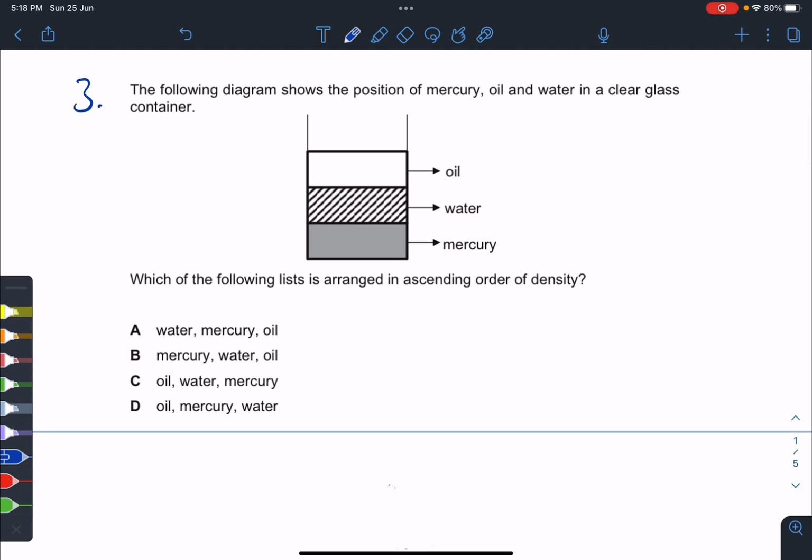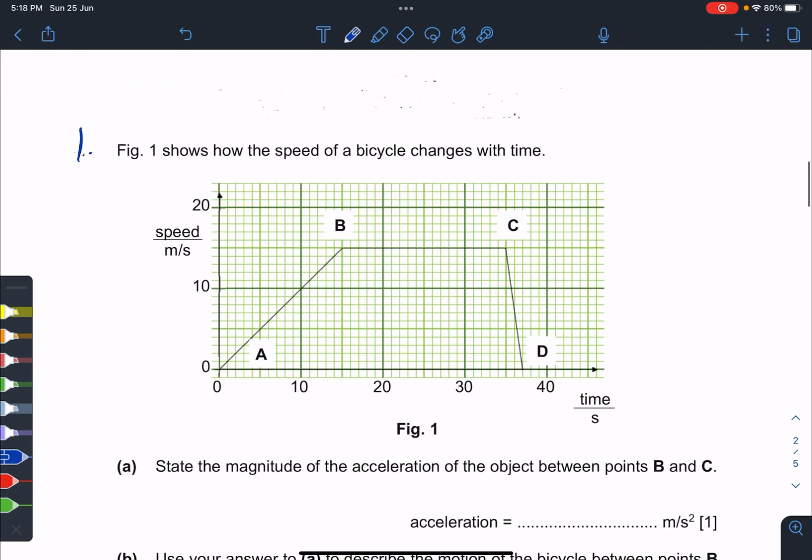Density. If you recall, the more dense a substance is, the more it will sink. So mercury sinks the most. Ascending order means going from less dense to more dense. Mercury is the most dense, oil is the least dense, then water. So oil, water, mercury. C.